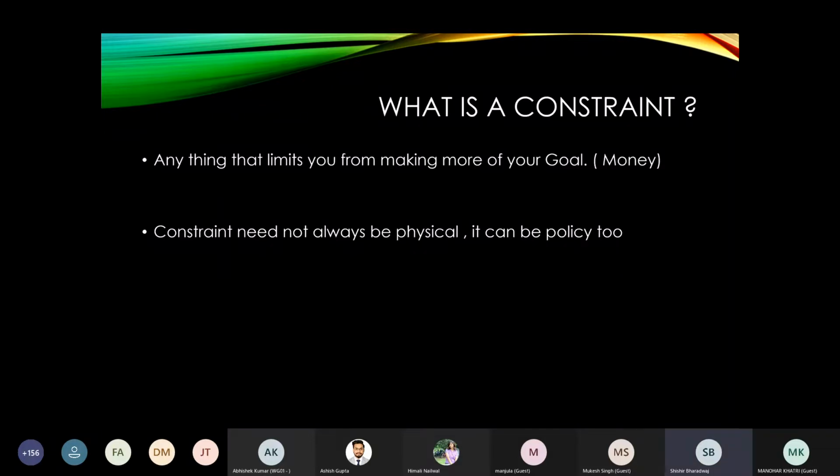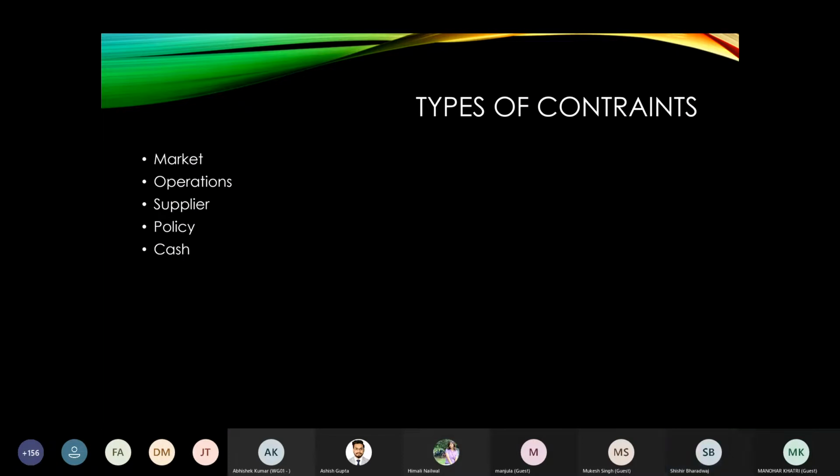I've talked about measurements. Now let me come to the definition of a constraint. Anything that limits you from making more of your goal is called a constraint. And the goal is to make money. As a rider, a constraint need not be a physical constraint. In theory of constraints, we have various constraints: market, operations, supplier, policy, and cash. Why have I put all this in place? Because based on these constraints, there is a methodology available.